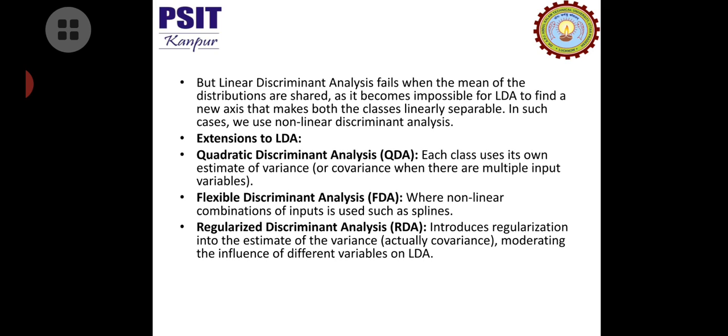So we have some extensions of LDA. These extensions are QDA, FDA, and RDA: quadratic, flexible, and regularized discriminant analysis. QDA, quadratic, means each class uses its own estimate of variance. Flexible means where non-linear combinations of inputs are used. Regularized means it introduces regularization into the estimation of the variance.